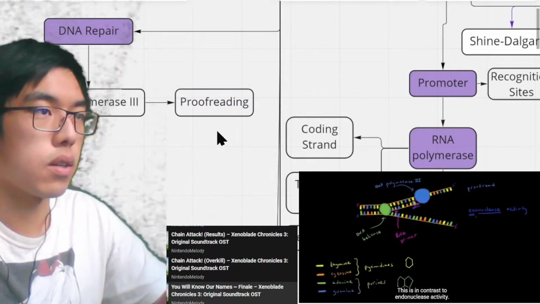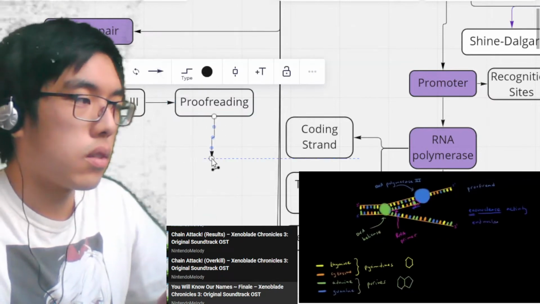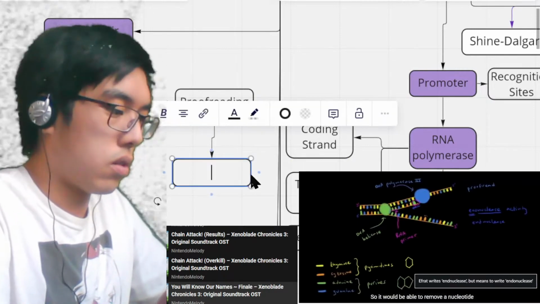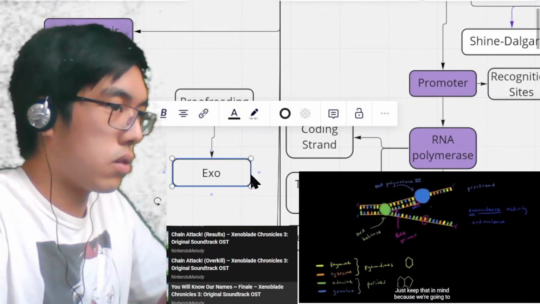This is again in contrast to endonuclease activity. So an endonuclease can actually remove a nucleotide from the middle of a DNA strand. So it would be able to remove, I don't know, a nucleotide from like right over here, for example. And just keep that in mind because we're going to come across some endonucleases as well.